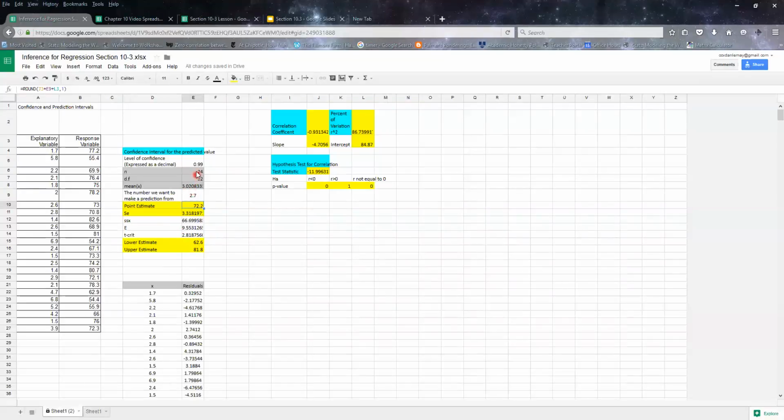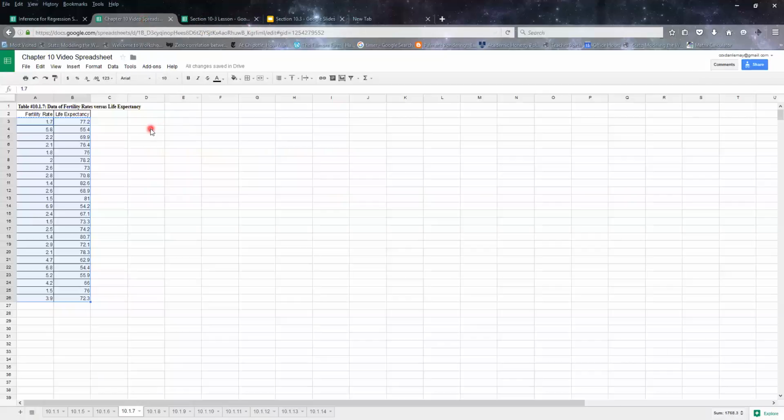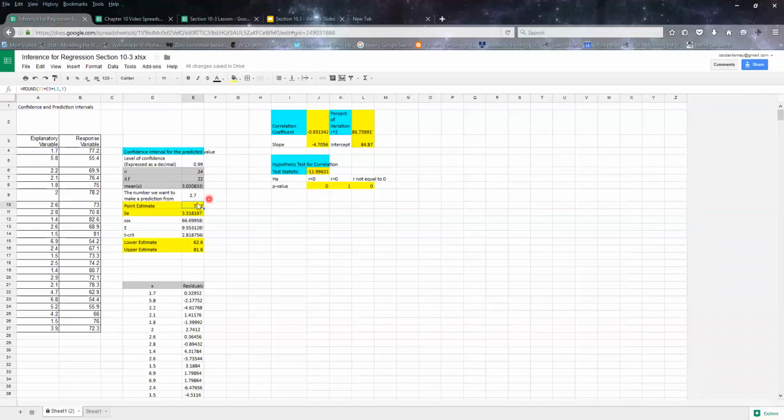So I'm 99% confident that the true mean life expectancy from a country with a fertility rate of 2.7 children per woman will be between 62.6 years and as high as 81.8 years. So I'm hoping you see how this is the same thing you've been doing, just a new tool.